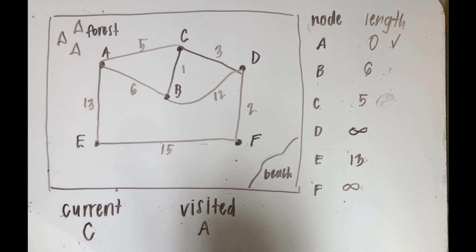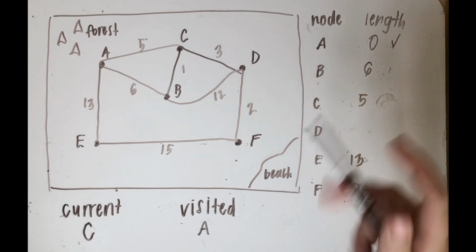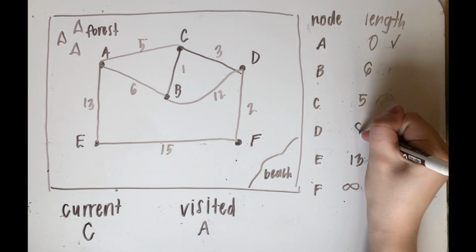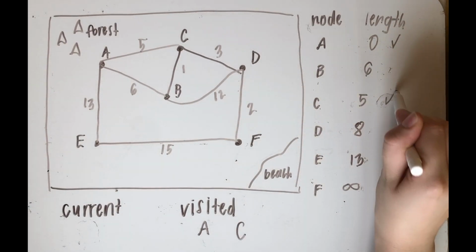To find the value of D, add the value of C, which is 5, to the distance to D, which is 3, and this totals to 8. Since 8 is less than infinity, we replace it. Now we can say that we have visited C and we have the shortest time value to get to C.